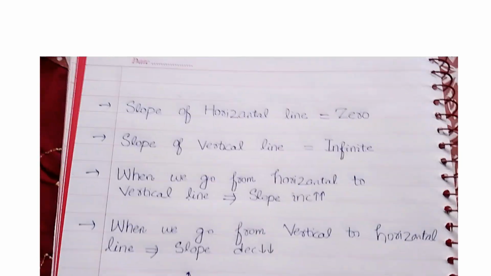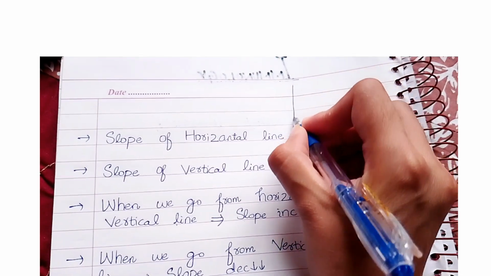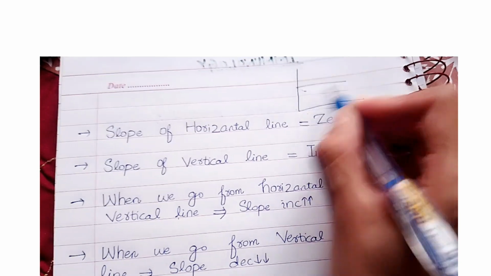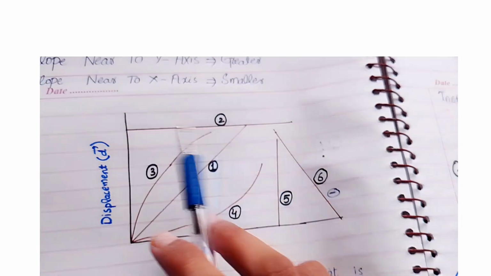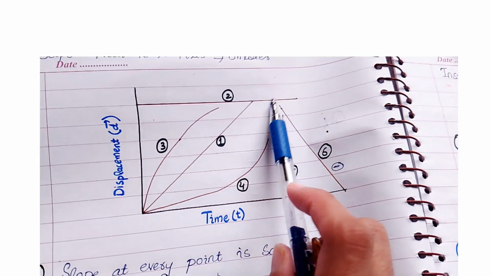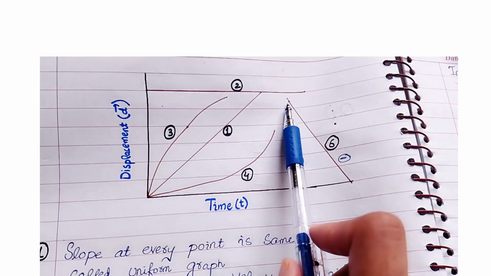So I want to share some important points with you. First, if the slope is a horizontal line, like this one, if this is the graph, let me show you here. This is a straight horizontal line in the slope. The horizontal straight line means that it is zero. Horizontal line slope is equal to 0.